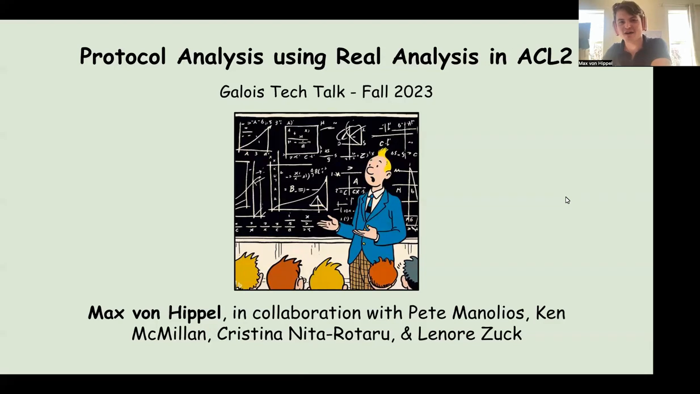So today I'm going to be talking about protocol analysis using real analysis, primarily in ACL2, although I'll also touch on some work done in Ivy. The work I'm presenting comes from two papers, one of which appeared in NETYS 2023 and the other in the ACL2 Workshop 2023. In both, my collaborators have included Pete Manolios, Ken McMillan, my advisor Christina Nita-Rotaru, and also Lenore Zuck. So obviously, I want to thank them all for helping me and mentoring me on these projects.